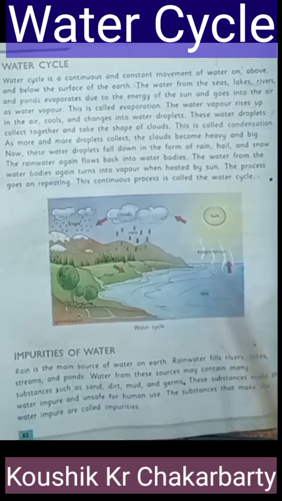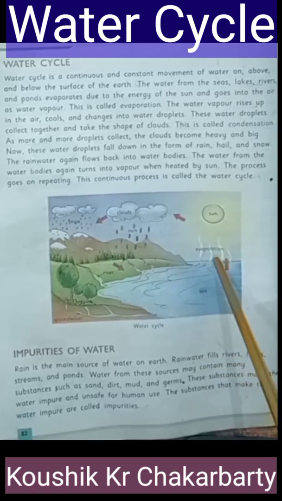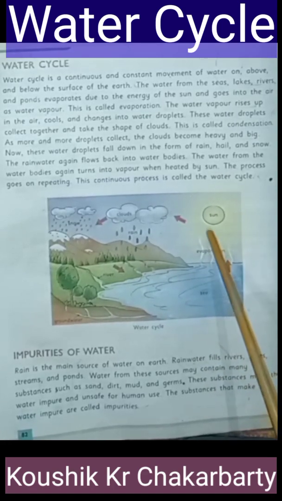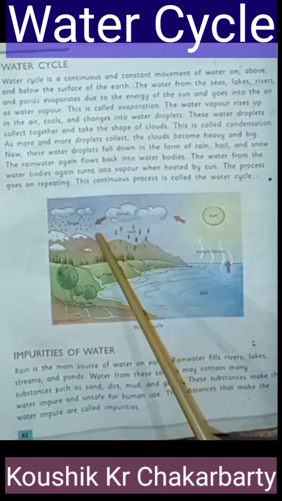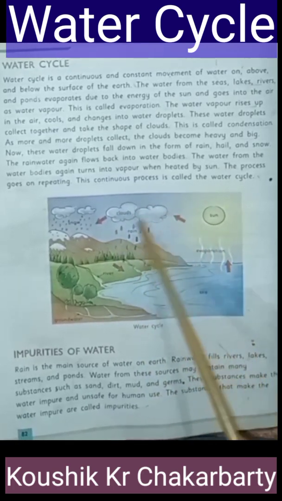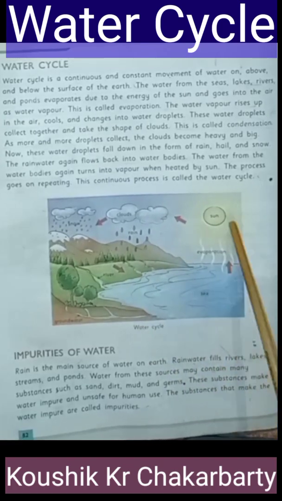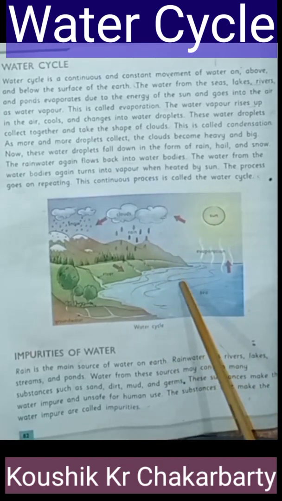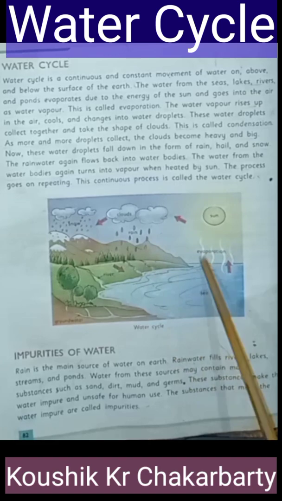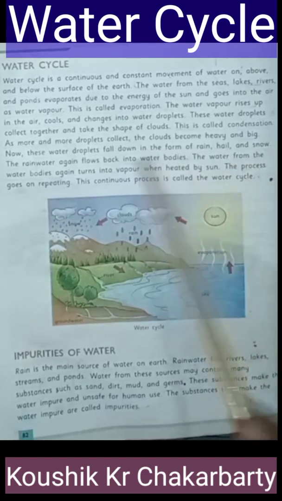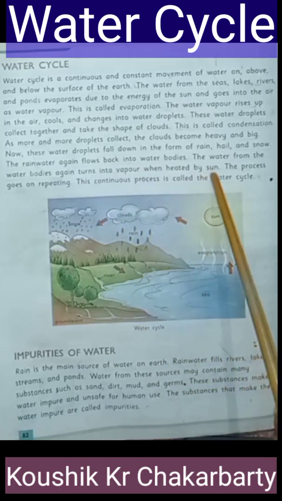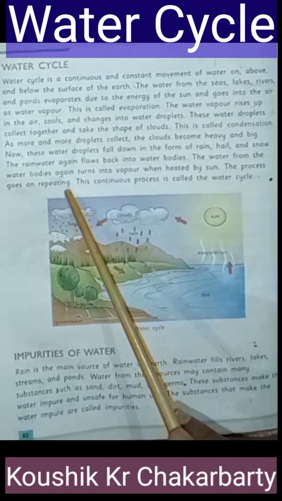Means due to the heat of the sun, again this water vapor is rising up. Means evaporation is taking place. When it goes up, condensation is taking place, and again this one is coming down. Like this it is going on. So what we are calling it, it's a water cycle. This is happening continuously and constantly. The water from the water bodies again turns into vapor when heated by the sun. The process goes on repeating.